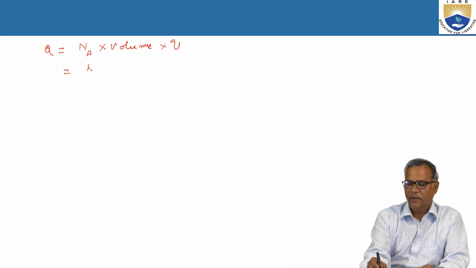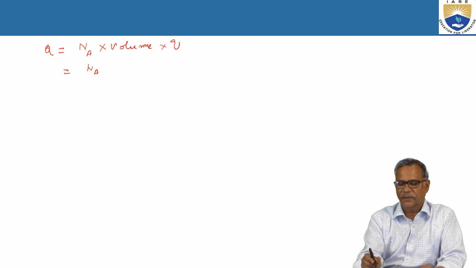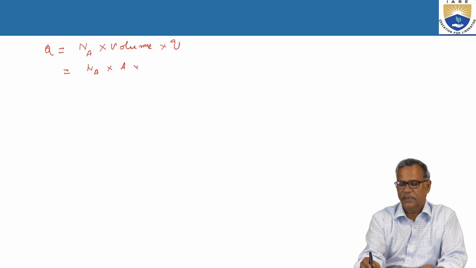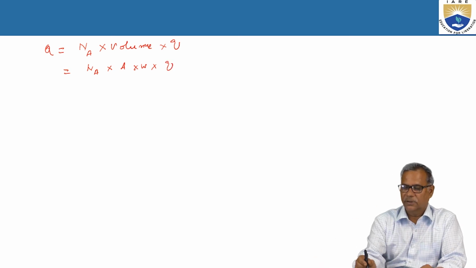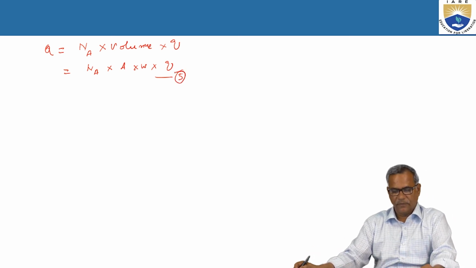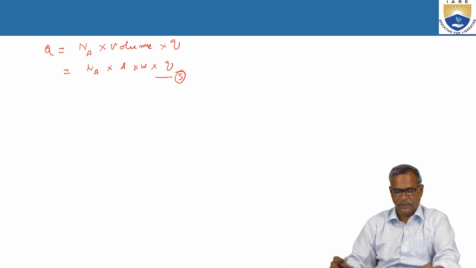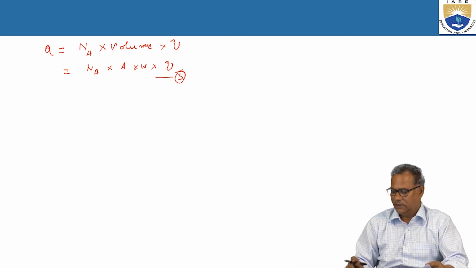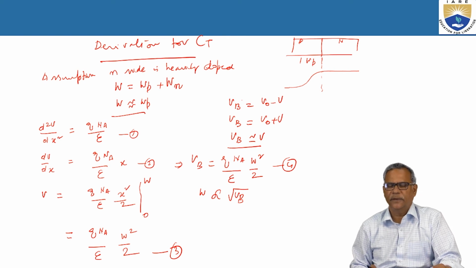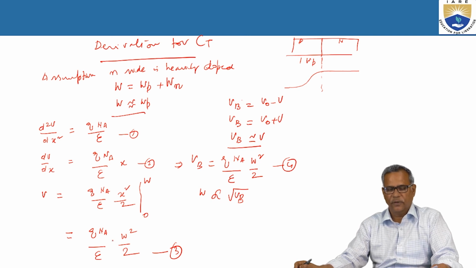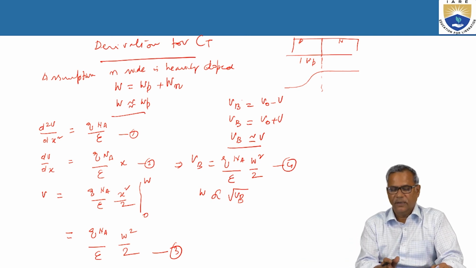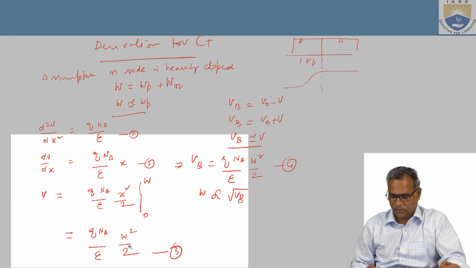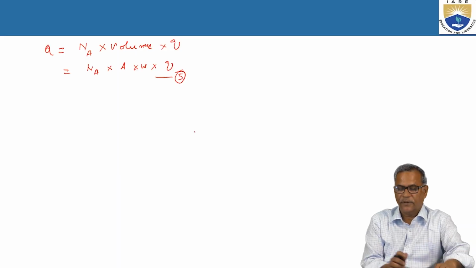So this is equal to NA. What is the volume? Area multiplied by the width. So area is A and width is W, and q is the charge carrier. So this is equation 5. Now differentiating equation 3 with respect to V, we have, what is equation 3? This is equation 3. V is equal to qNA by epsilon into W square by 2. So if we differentiate this with respect to V, on this side we get 1 and here we get another thing.